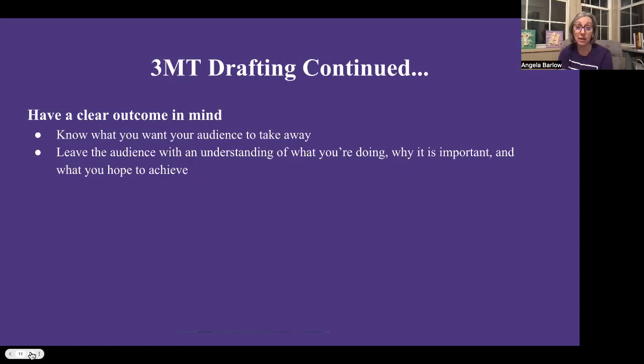Make sure that you know what the outcome is. What is it that you want folks to walk away with in the end, and make sure that that's what comes out as you tell your story.